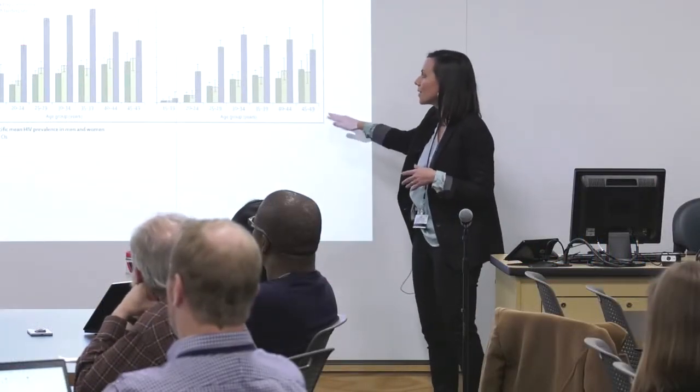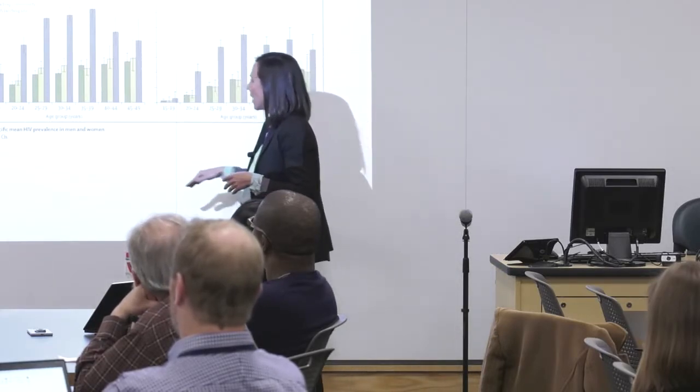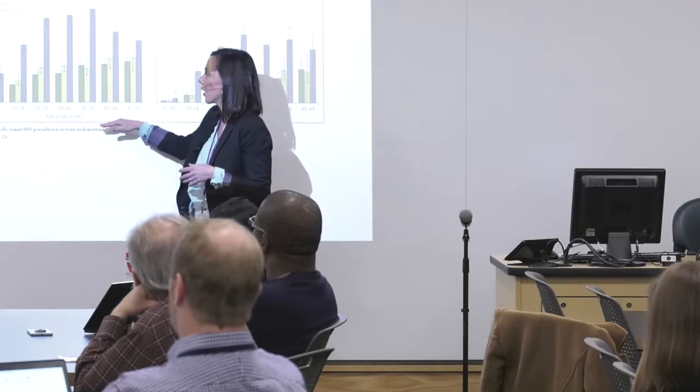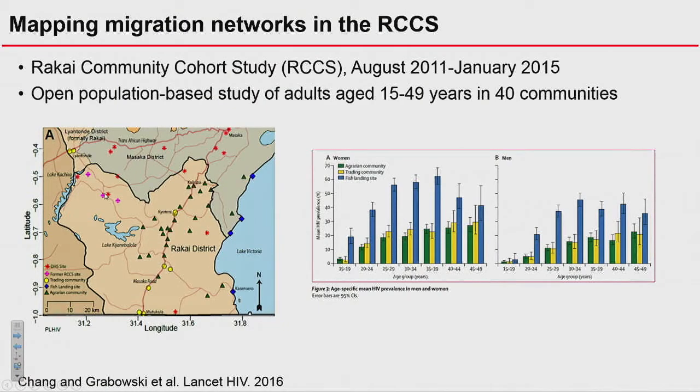Just to give you a sense of how different the epidemic dynamics are in these different communities, I'm showing age-specific prevalence for fishing, trading, and agrarian communities in women and in men here. The fishing are in blue, the trading in yellow, and the green are the agrarian communities. You can see that the fishing community seroprevalence is just ridiculously high. It peaks at over 60% in women 35 to 39 years, and over 40% among men between the ages of 30 to 34 years. It's just very, very high.